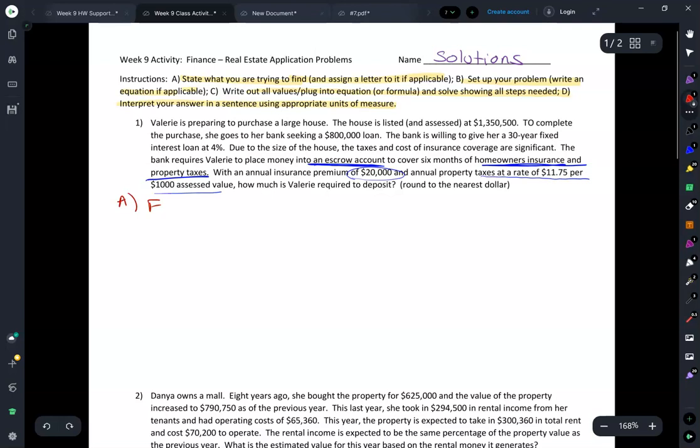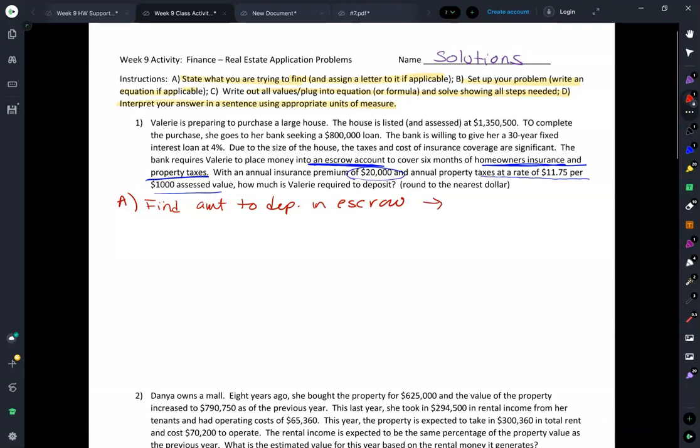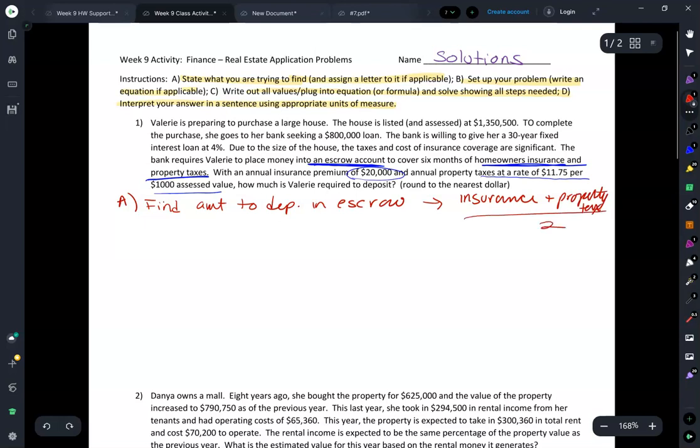So A would be: find the amount she needs to deposit in the escrow account. What that is going to be is the insurance plus the property tax, but it's whatever that is divided by 2. We have to cut each of those things in half because they're on an annual basis. So think about that.